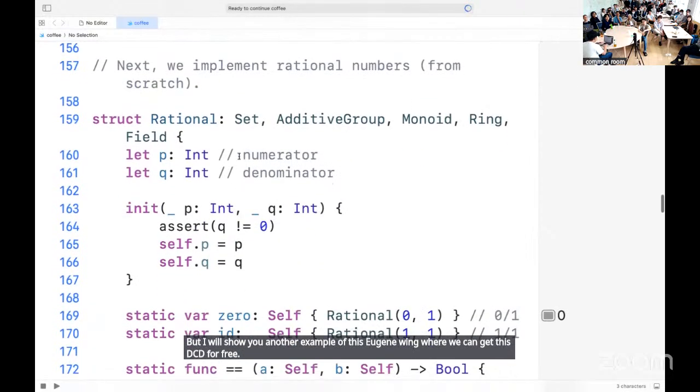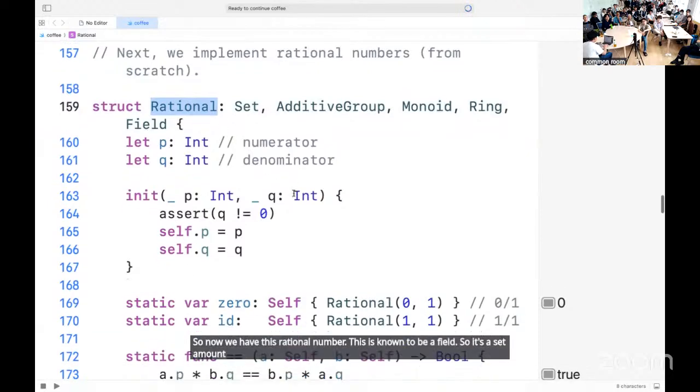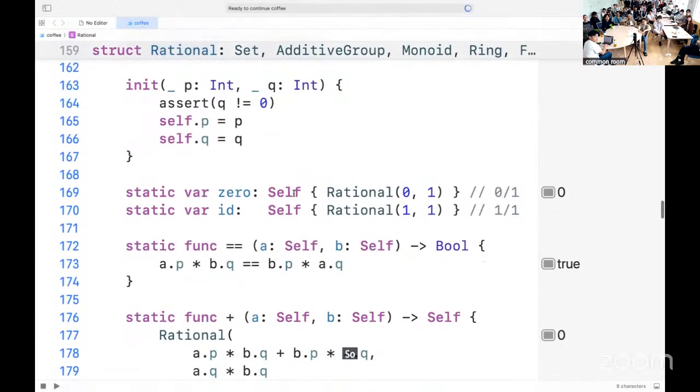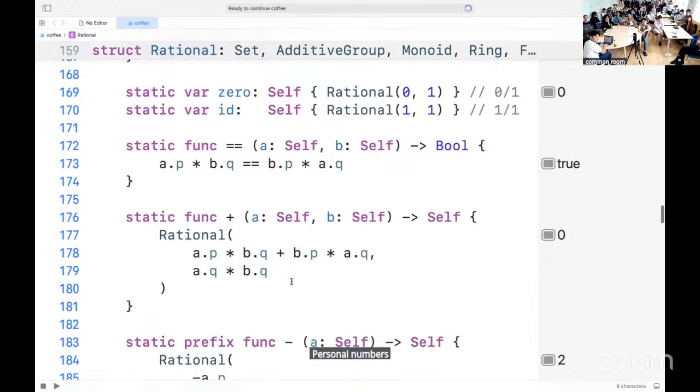So now we have rational numbers. This is known to be a field. So it's a set, an additive group, a monoid, a ring, and a field. So this is basically the implementation of rational numbers. So these are basically rewriting what we learned in elementary school.